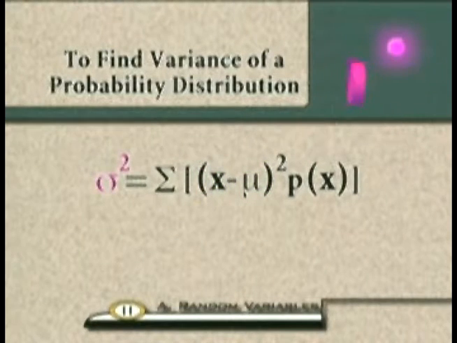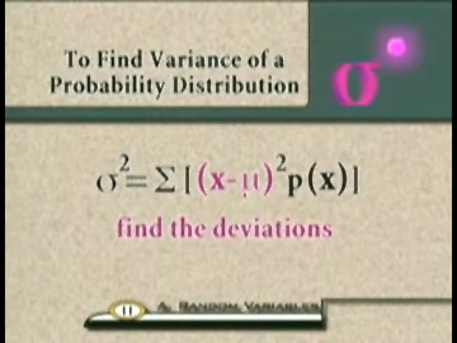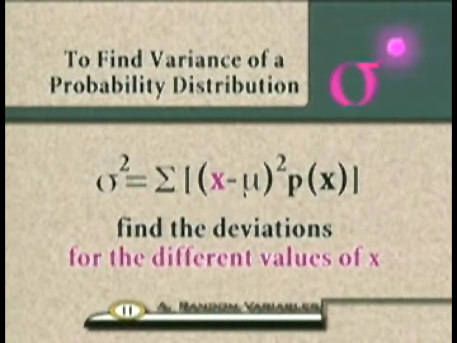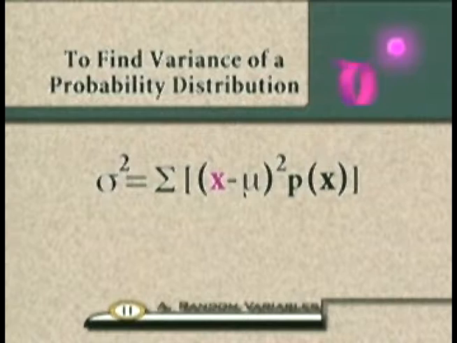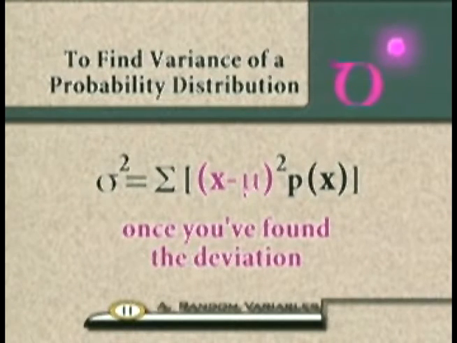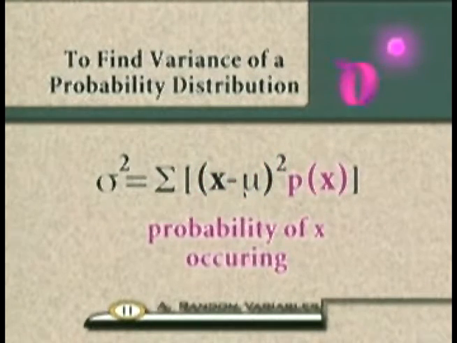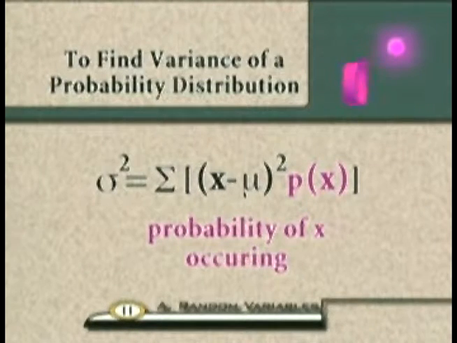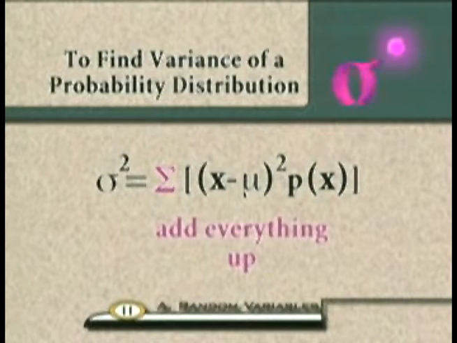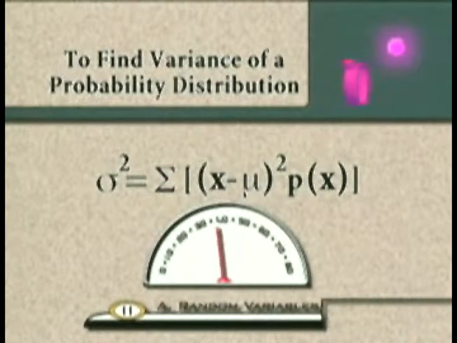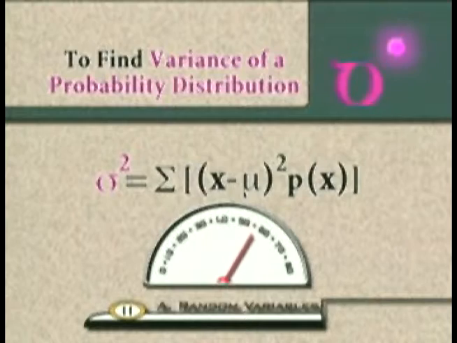Each value of x has a deviation. To find the variance of a probability distribution, we need to find the deviations for the different values of x. To do this, subtract mu, the expected value of x, from x. Once you've found the deviation for an x value, square it and multiply by the probability of that x value occurring. Once you've done that for each value of x, sigma kicks in and we add everything up. Yeah! And that's the variance for your probability distribution. This formula may look intimidating, but the process for finding variance is more or less the same.